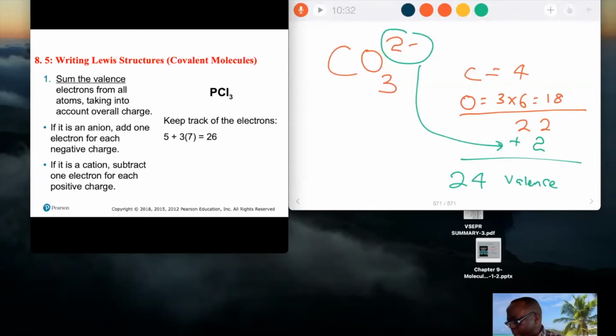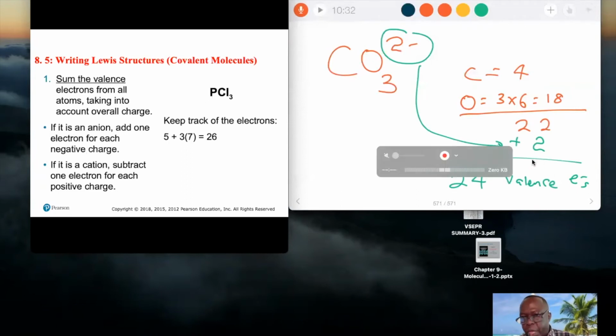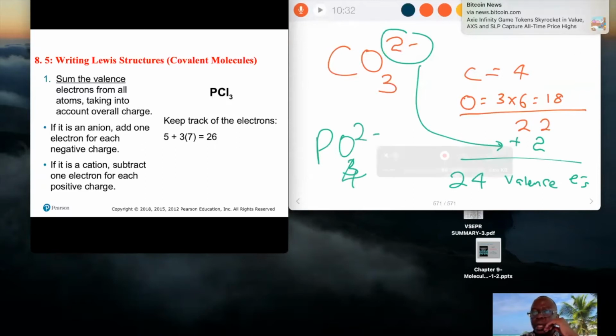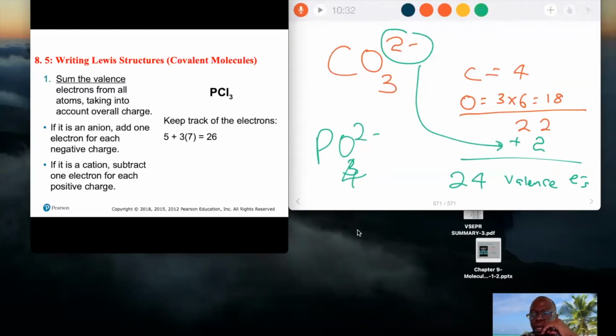How do you handle a polyatomic ion with an overall negative charge? Look here, if an ion, add 1 electron for each negative charge. I'm adding 2 here because I have negative 2. So if it is positive, I mean for here to there, and then you can do what? You can add 3. You'll add 3 for phosphate.